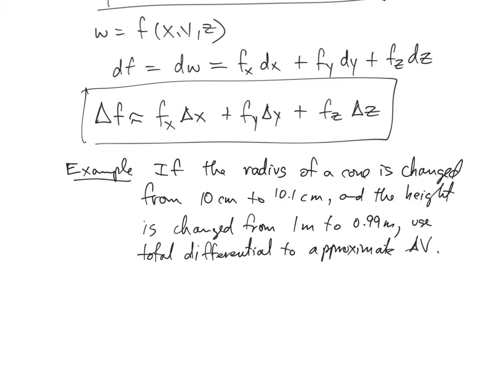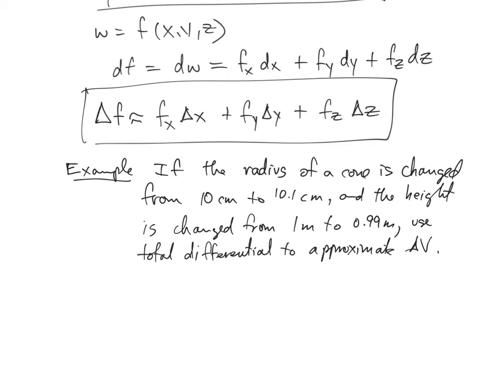Okay, so the question is, if we've got a cone, and if the radius of this cone is changed from 10 centimeters to 10.1 centimeters, so it changes by 0.1 centimeters, and the height of the cone is changed from 1 meter to 0.99 meters, use total differential to approximate delta V, the change in volume of the cone.